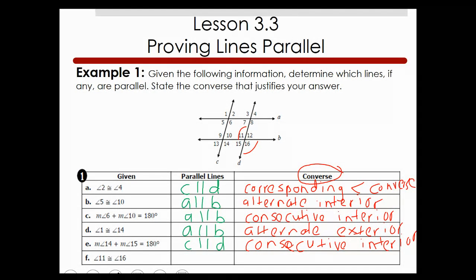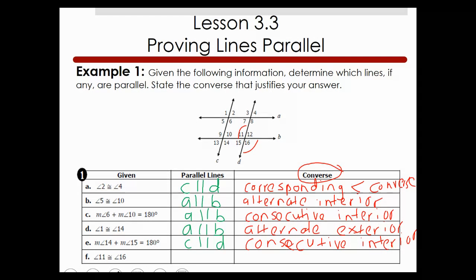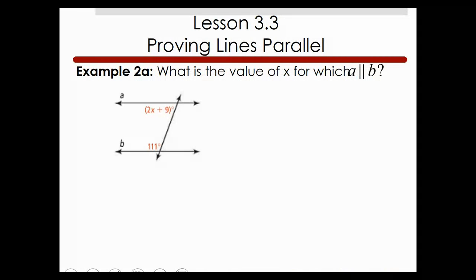So you do not have enough information for this. So I would just write not enough information. It has to be one of the four reasons. And I'm just going to blank this out. So vertical angles is not one of the reasons. So make sure you're not using that. So let's try the next one. So this one we're going to use algebra in.